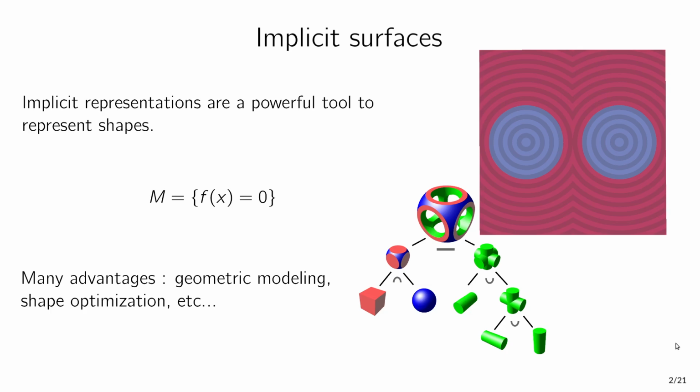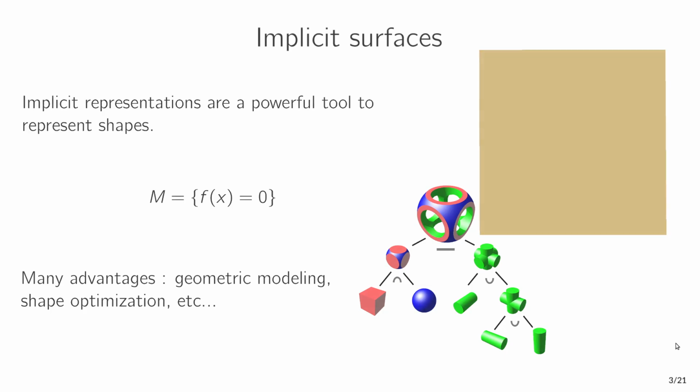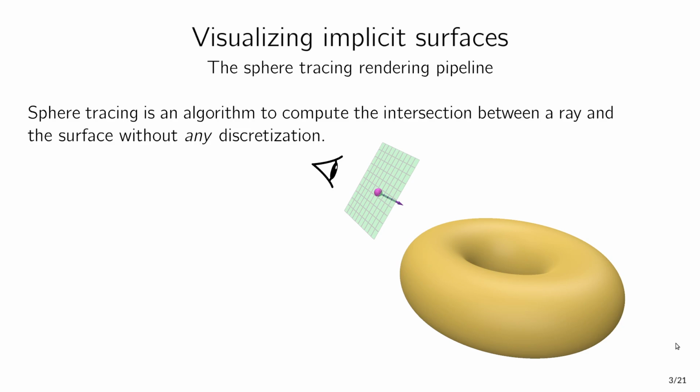And so these advantages of being able to easily transform your shape is really what makes implicit surfaces great, and that's what we want to preserve at all cost. But so, if the shape is not presented explicitly in a computer, how can you even visualize it? Well, when your field is a distance field, there is an algorithm known as the sphere tracing algorithm that allows you to compute the intersection between the ray and your shape without any kind of vectorization.